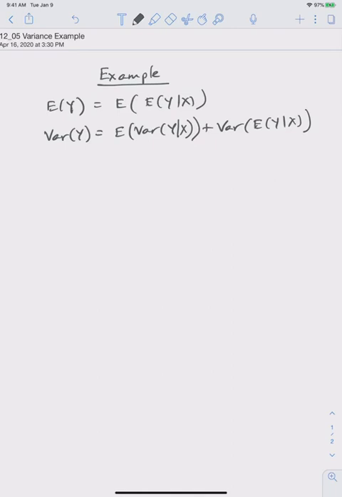Let's do the fundamental example of finding variance by conditioning. You've known for some time how to find expectation by conditioning, and now we are going to find variance in the same way using our new formula. The variance of a random variable is the expectation of the conditional variance plus the variance of the conditional expectation. Let us see what this means in a particular context.